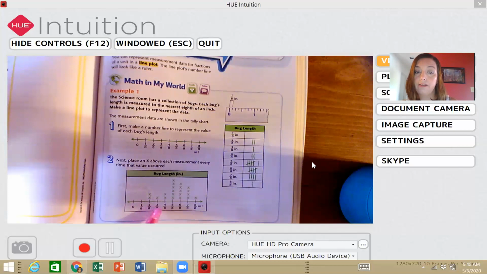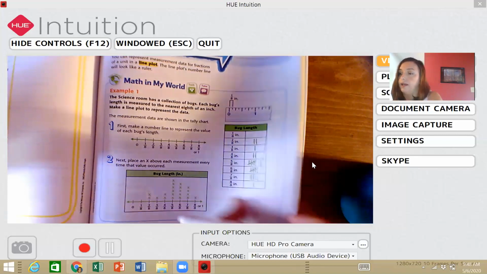2 were 4/8 of an inch. We had 6 that were 5/8 of an inch, so there are 6 X's. 5 were 6/8 of an inch, so there are 5 X's. 4 were 7/8 of an inch, so there are 4 X's. And there was 1 bug that was 8/8 of an inch, so there's 1 X marked there, okay?